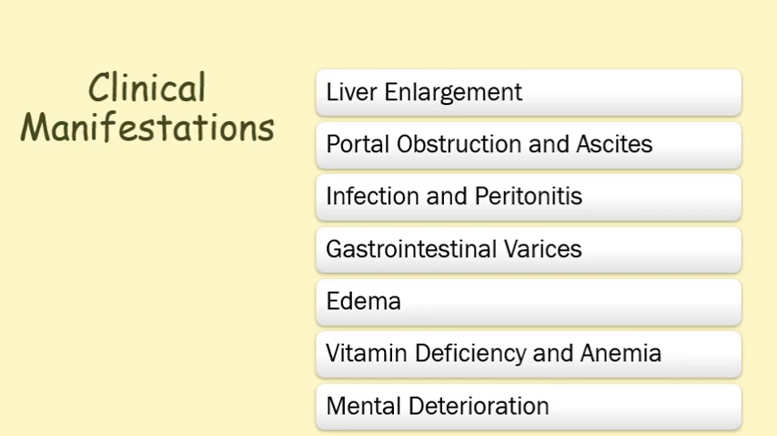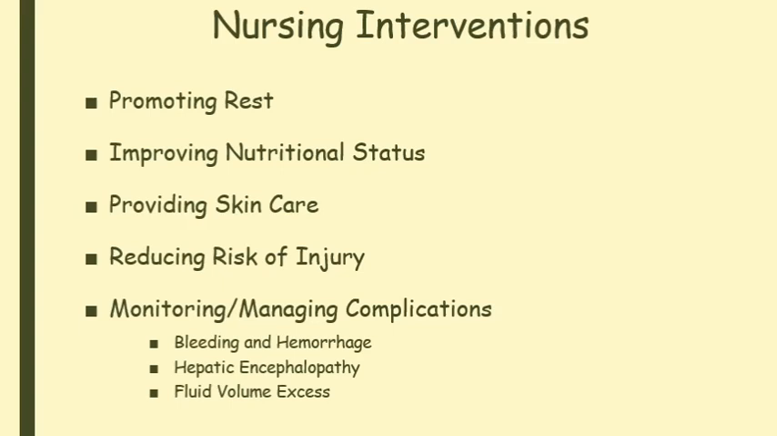When the patient has cirrhosis, we have that liver enlargement, but as time goes by, that liver gets very fibrotic and it kind of just shrivels a little bit. So we may not be able to feel it. This patient does have portal obstructions and ascites. We have infections, peritonitis, gastroesophageal varices, edema, vitamin deficiency, mental deterioration. It's all those signs of the worst case scenario because this patient has had the portal hypertension for a little while now. So nursing interventions, what are we going to do?